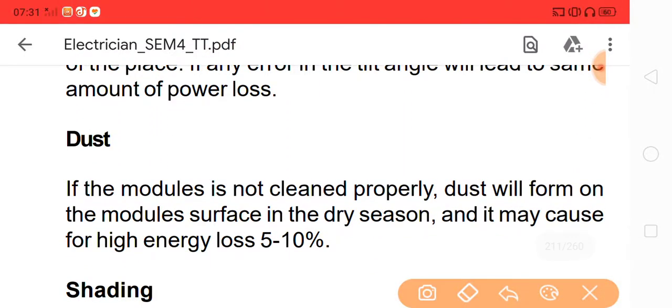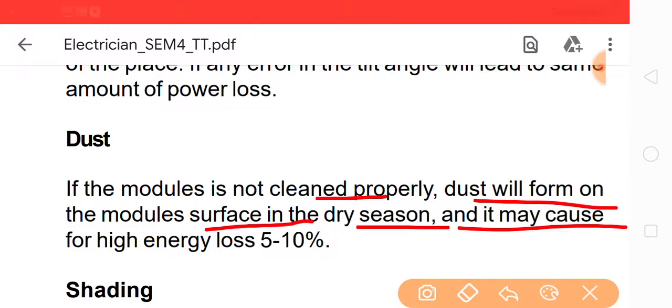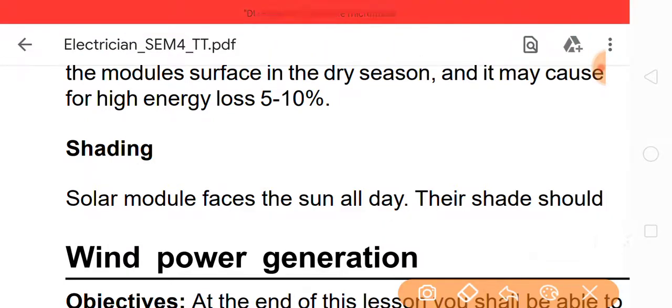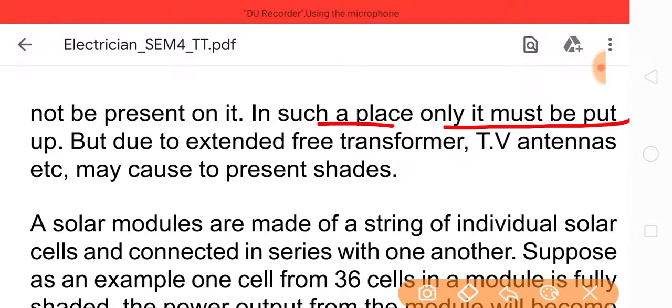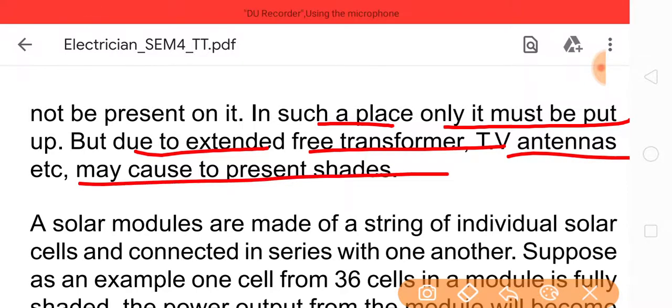Dust: if the modules are not cleaned properly, dust will form on the module surface in the dry season and it may cause a high energy loss of 5 to 10%. Shading: solar modules face the sun all day. Shade should not be present on them. In such a place only it must be put up, but due to extended trees, transformers, TV antennas, etc., shade may be present.